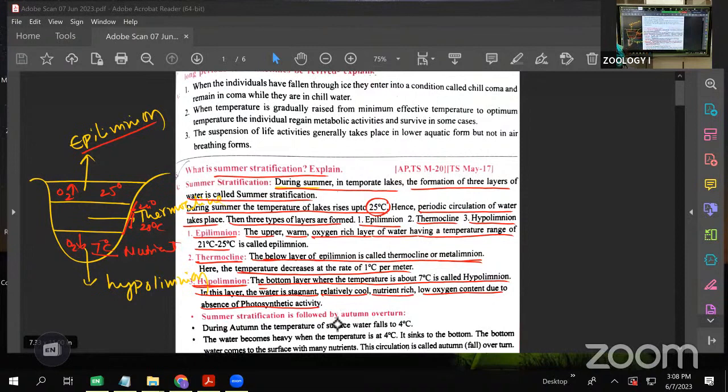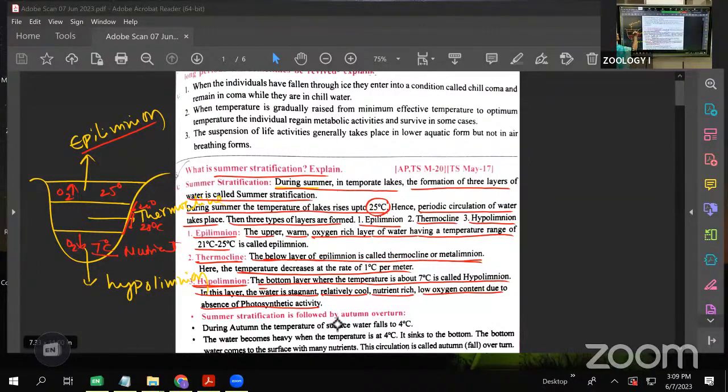Three layers. In the summer season, lake water is divided into three layers. The division is called stratification. The upper layer is called the epilimnion. The middle is called the thermocline. The last one, down below, is called the hypolimnion.